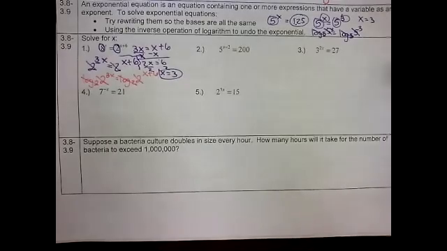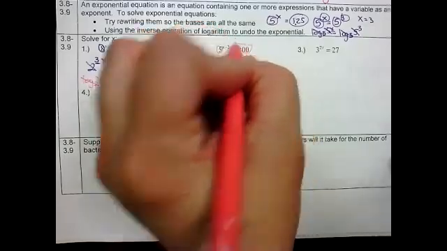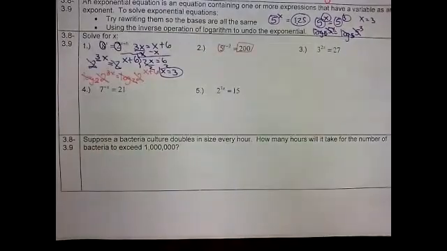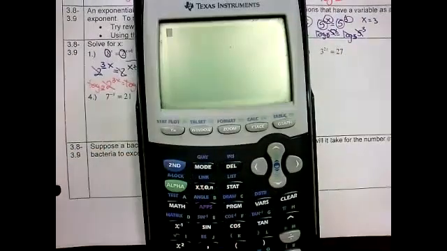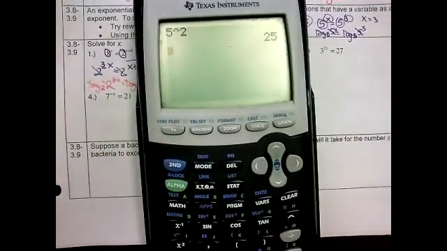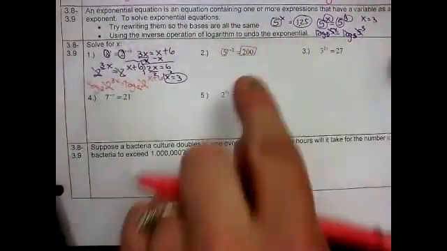So let's go ahead and take a look at the next one. So I have a 5 here. The first thing I'm going to do is see if I can get that 200 to be 5 to some power. So on my calculator, I'm just going to try. Well, 5 squared I know is 25. 5 to the third is 125. So then I'm going to try 5 to the fourth. Ooh, that's 625. So we jumped right over that 200.